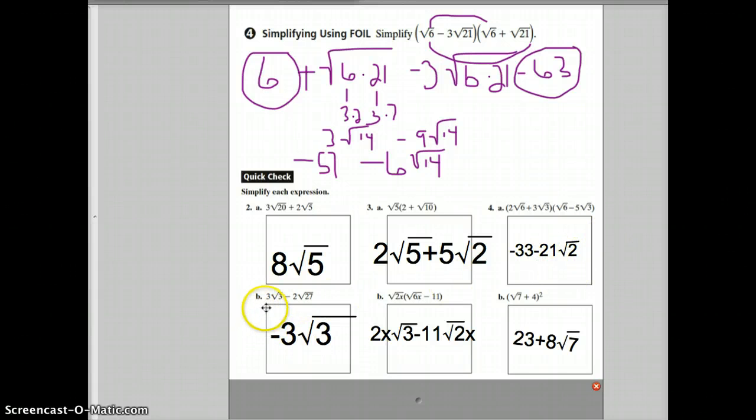When we combine like terms with b, we have negative 3 root 3. In b here, we get 2x root 3 minus 11 root 2x. And in b, when we square it, remember, you cannot just square the root 7 and square the 4. You have to FOIL. When it's all said and done, you get 23 plus 8 root 7.